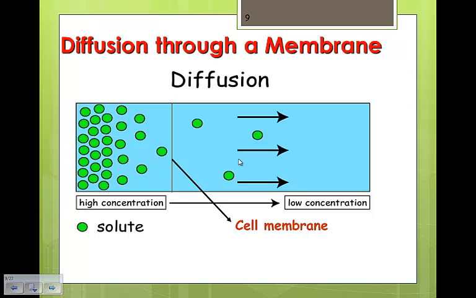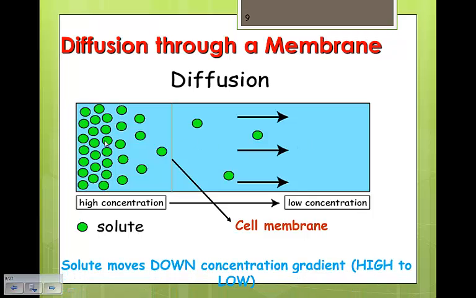Okay, so here's diffusion through a membrane. Here we have a membrane. Remember, our membrane is selectively permeable. It's only letting some things in, not everything. With that being the case, here's our membrane, high concentration here, low concentration here. What do you think is going to happen? Well, we want to go from high to low, so they're going to want to move through that membrane and get to this side.